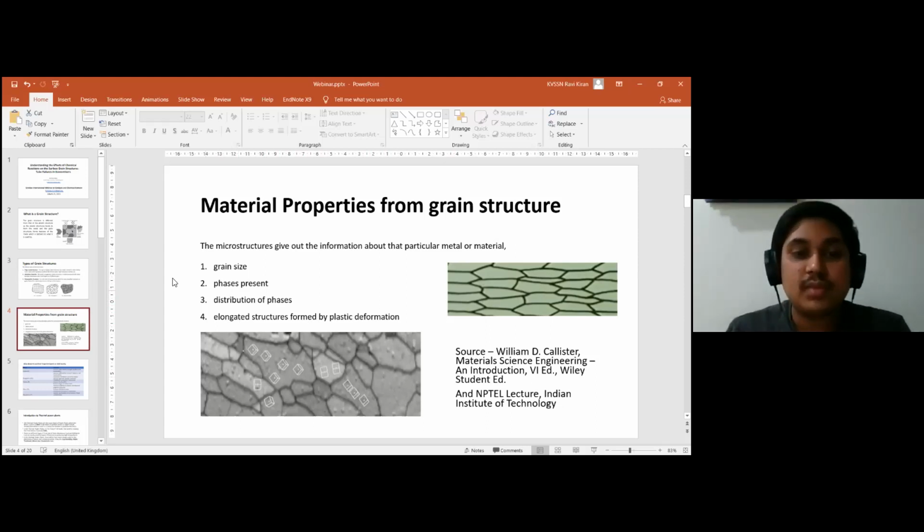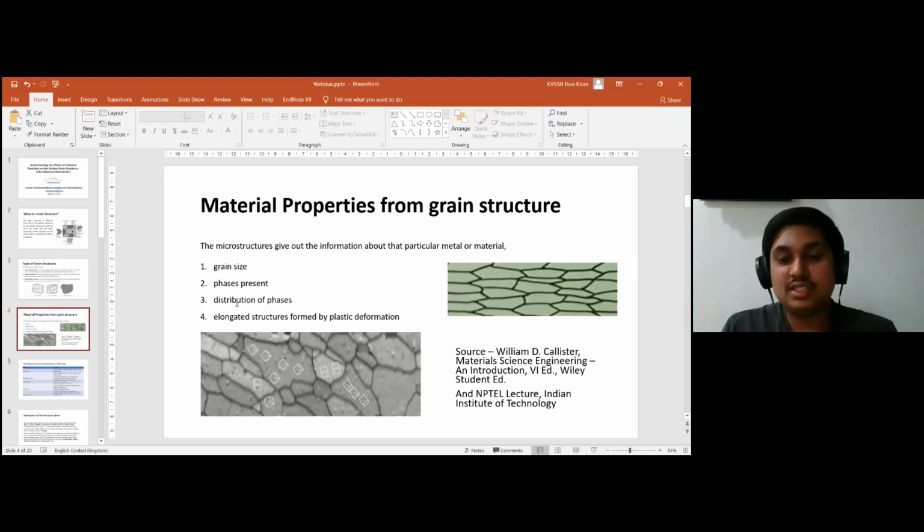The grain size, generally in any of the metal that is produced, will be uniform throughout the structure until and unless it is manufactured according to the requirements of the client, or based on the application for which it is being used. So that is the grain size.